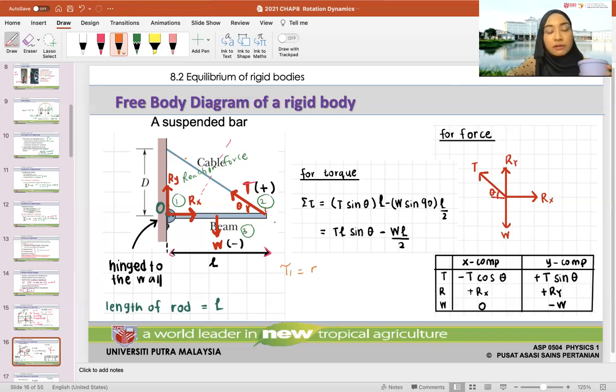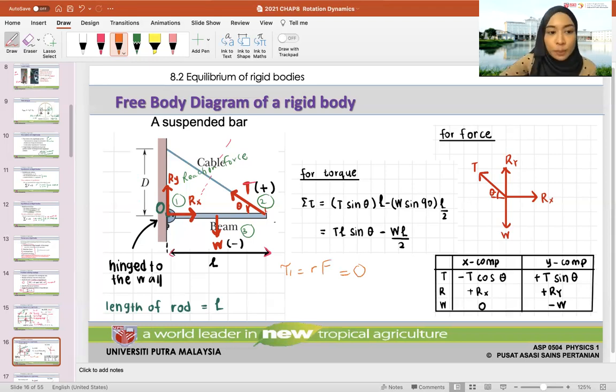What is the definition of radius? It is the distance between the axis of rotation to the force. So what is the distance? It is on top of the axis of rotation. That's your hint. What's the distance? 0. There's no distance. It is exactly at the axis of rotation. So the torque for the reaction force is equal to 0 because it is at the axis of rotation.